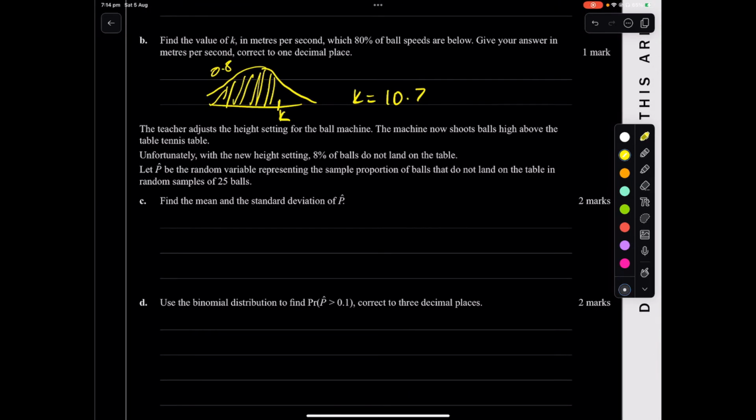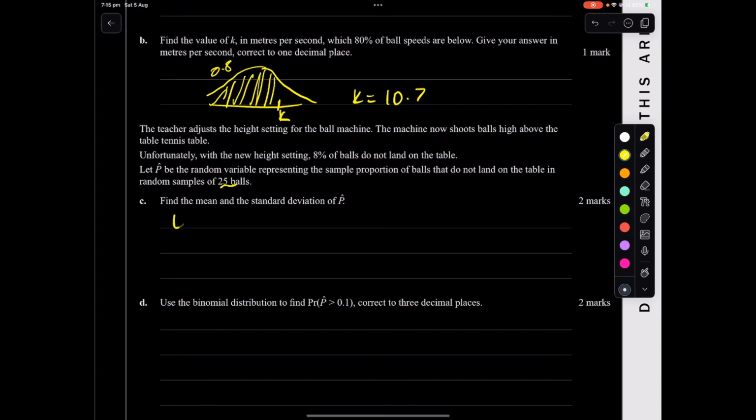The teacher adjusts the height of the settings for the ball machine. The machine now shoots the ball high above the table. Unfortunately, with the new height setting, 8% of the balls do not land on the table. Let P be the random variable representing the sample proportion of balls that do not land on the table in a random sample of 25. Find the mean and the standard deviation.